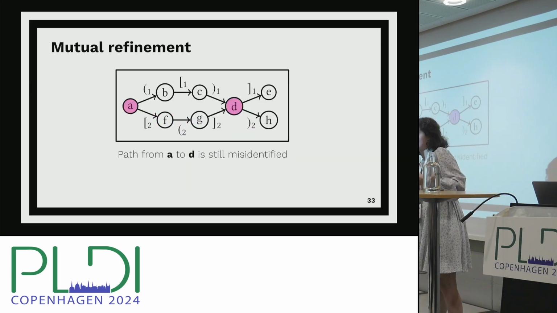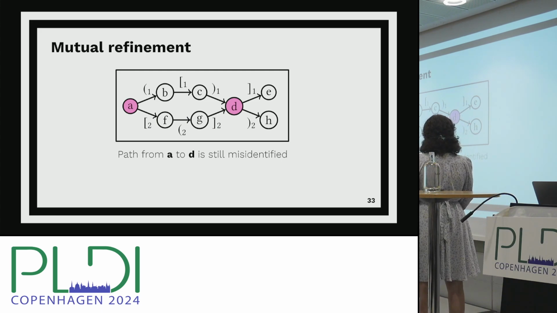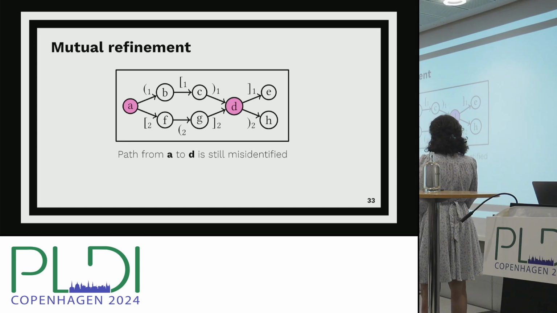Notice that this method is also not perfect. Let's look at this example here. The path from A to D is still misidentified. Here I don't remove any edges because the edges on this upper path are all in a valid path from A to E, and the ones in the lower path are all in a valid path from A to H. But there's no valid path from A to D.